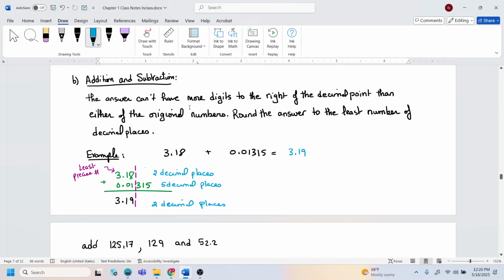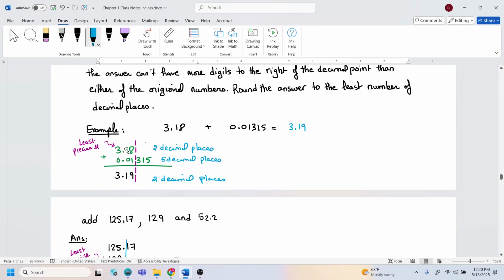The answer cannot have more digits to the right of the decimal point than either of the original numbers. And this is how we do it, okay? So we put the numbers in there. Here we're performing a regular addition. So we put the numbers underneath each other, and then we go ahead and look at the least precise number. The least precise number has 2 digits after the decimal.